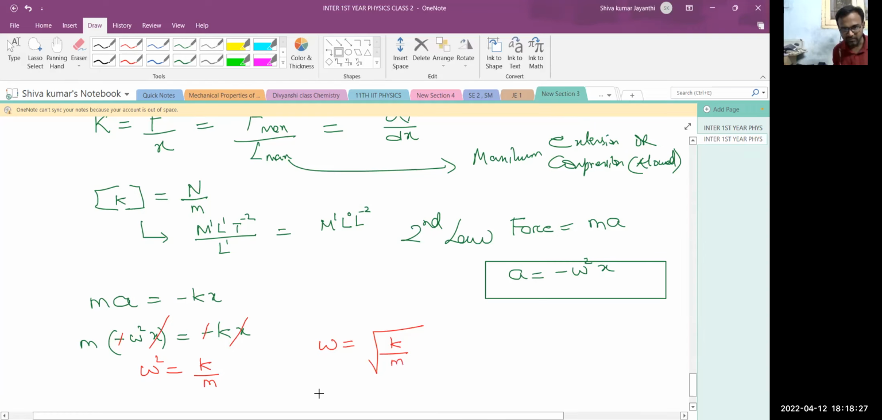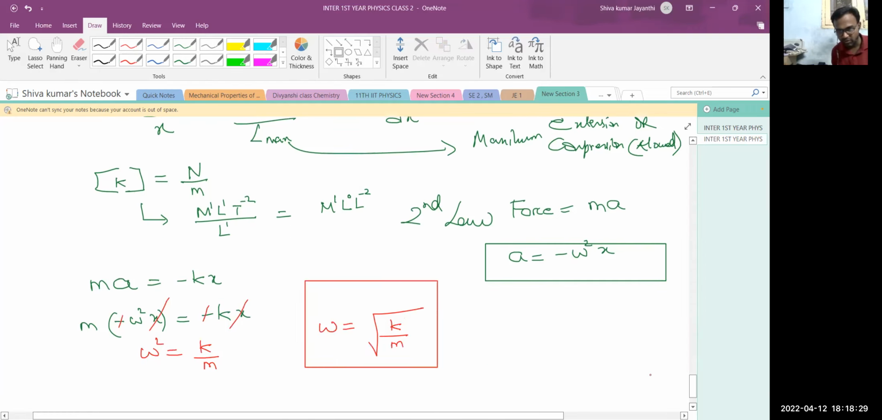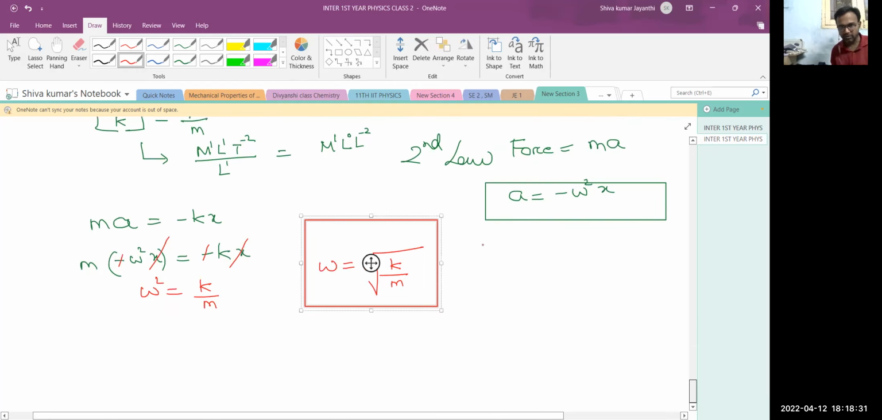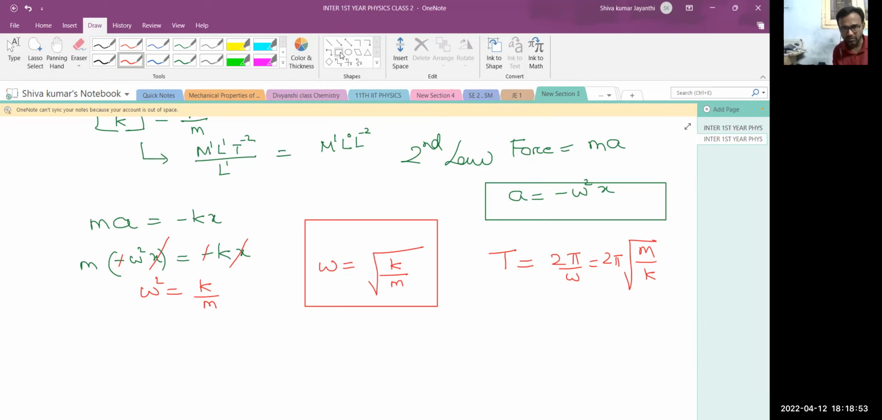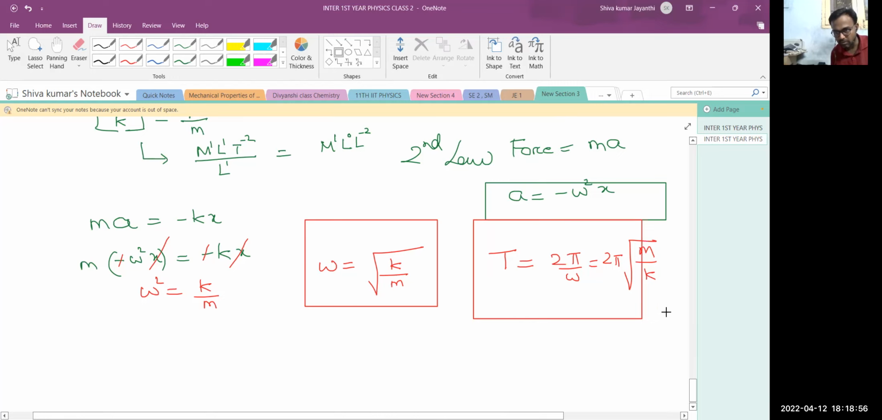Understood this? Very, very, very important for you to understand. This is not derived in your book, just written directly. How it came, nobody wrote that. From this, we get the time period of the spring. What is time period? 2 pi by omega. So it is 2 pi root m by k, the reciprocal of this. Understood that? Is that clear?